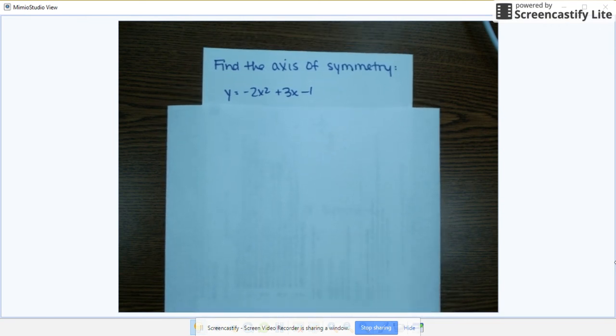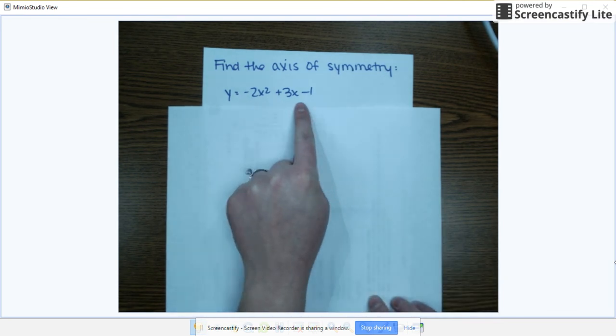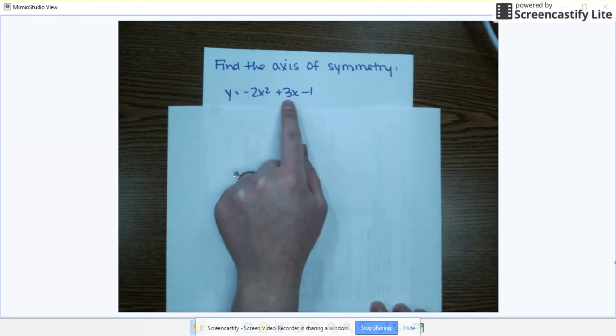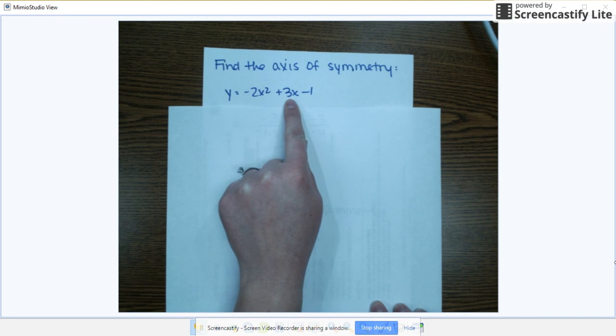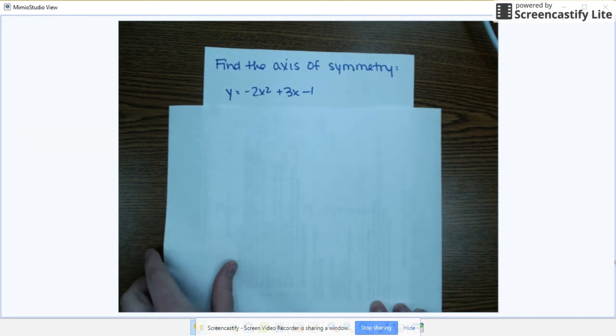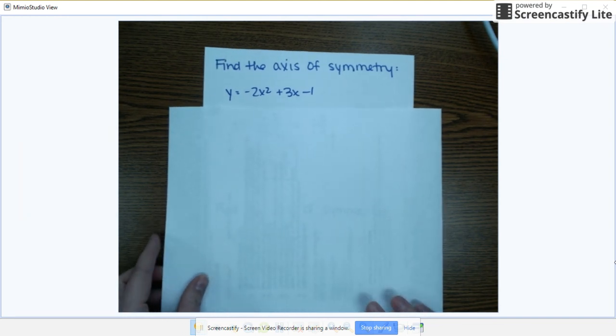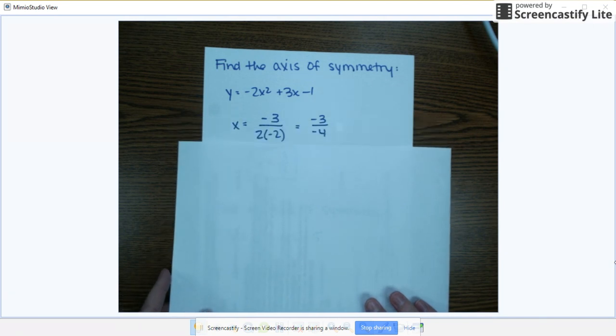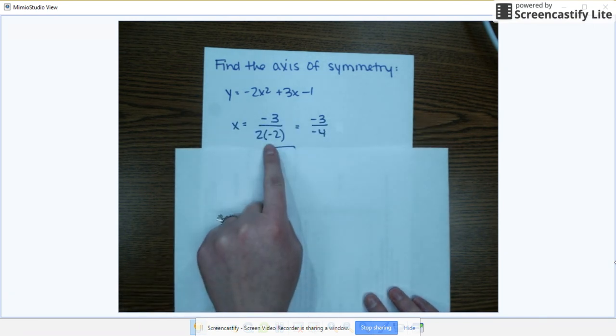So we're given y equals -2x squared plus 3x minus 1, and we're asked to find the axis of symmetry. Using that opposite of b over 2a, we make sure our equation is in standard form, which it is. Remember, a is -2, b is 3, and c is -1. So opposite of b would be -3 over 2 times our a value. Our a value is -2.